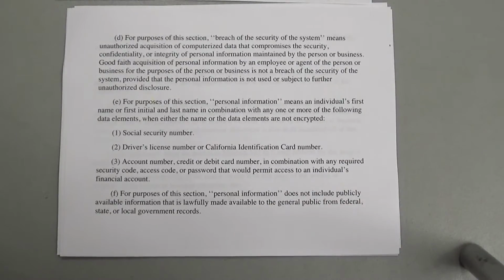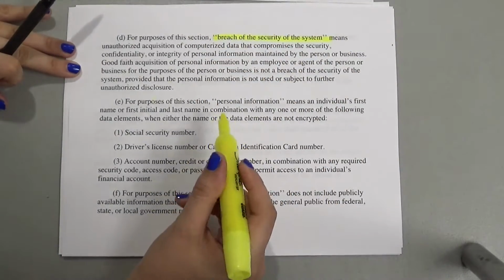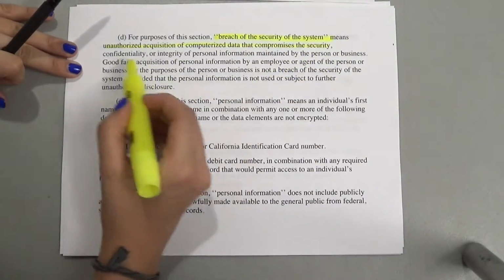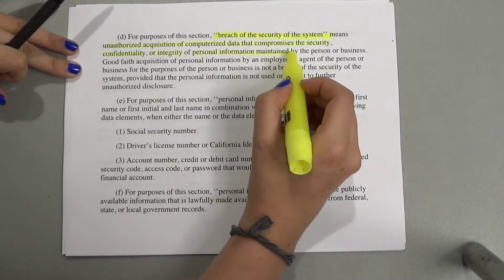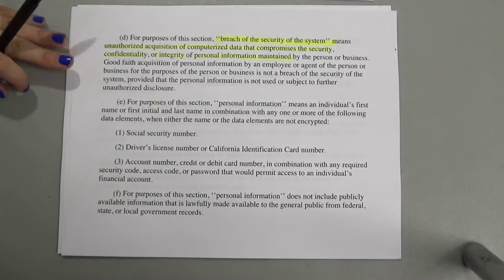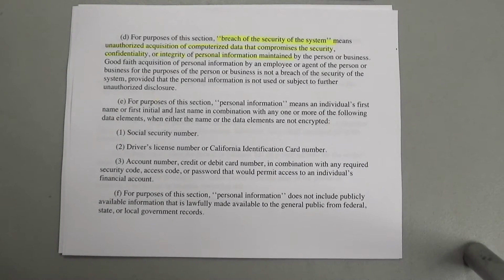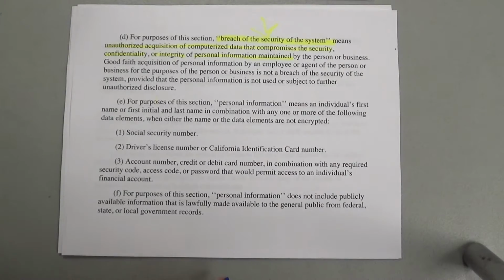For this, it means the breach of security, and it goes on to define how that is the unauthorized acquisition of computerized data that compromises the security, confidentiality, or integrity of PII maintained by that person or business. So they're being quite specific about when you're required to do stuff, when there is a breach of security.